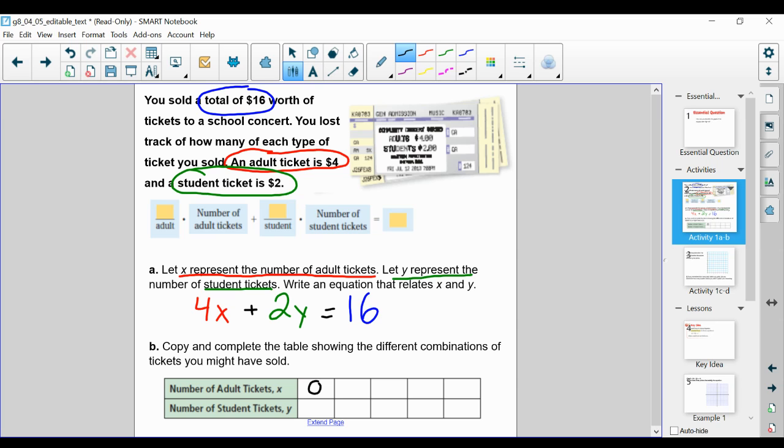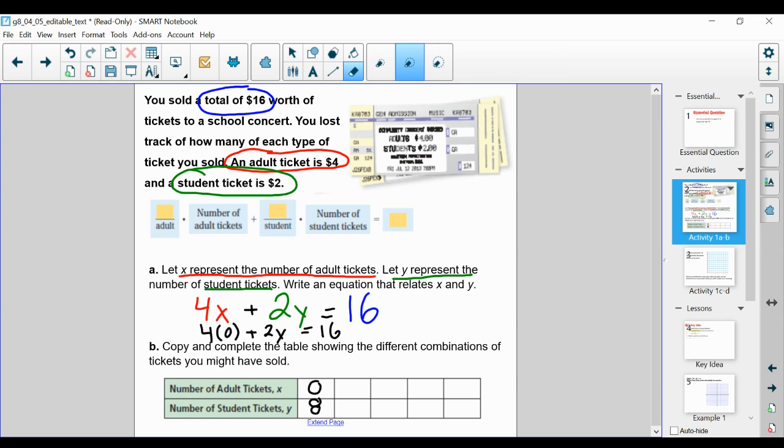That means when we go back into our equation, 4x plus 2y equals 16, we can substitute the value of x as 0. So really, underneath here, I'm going to write 4 times 0 plus 2y is equal to 16. Because we're letting the x value be 0. We're saying, hey, if 0 adults showed up, how many students showed up? And now we can simplify and we can solve this. We eventually get 2y is equal to 16, and we find that there had to be 8 student tickets.